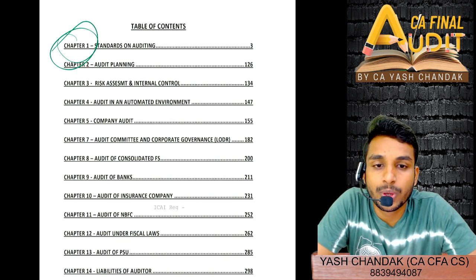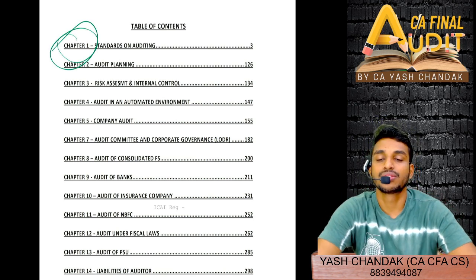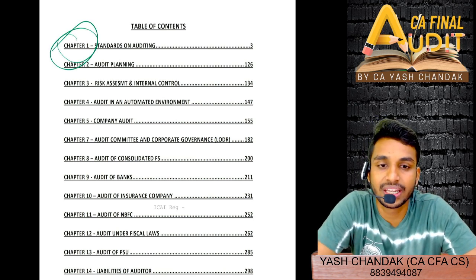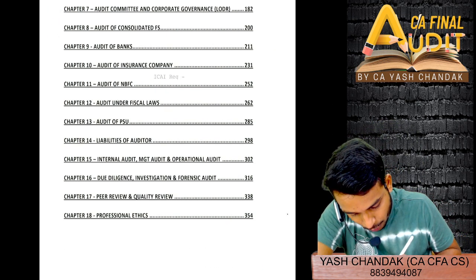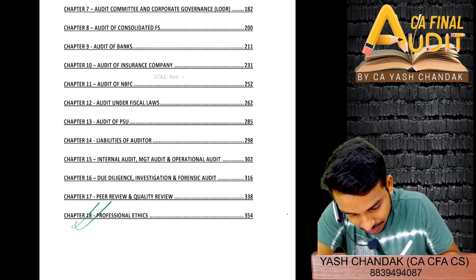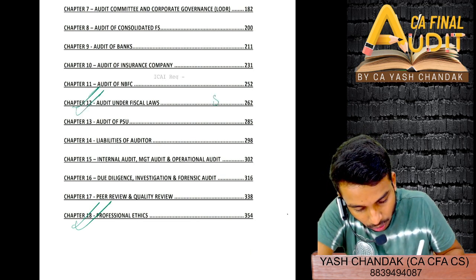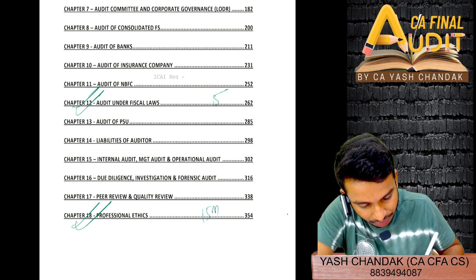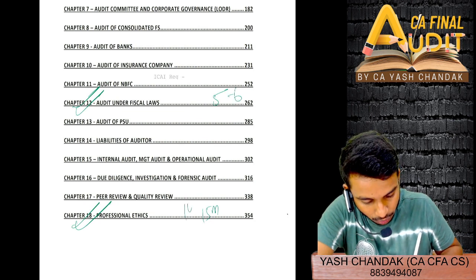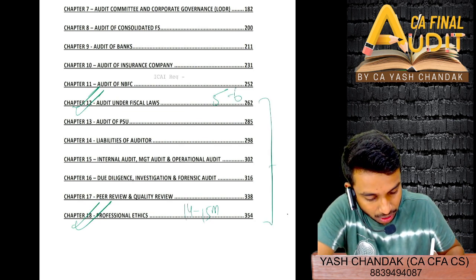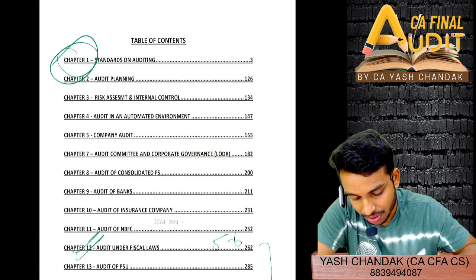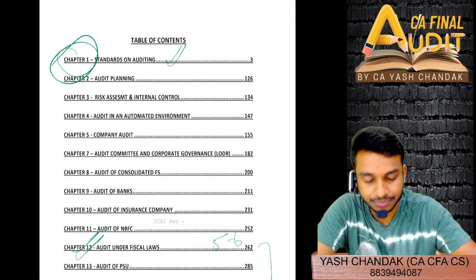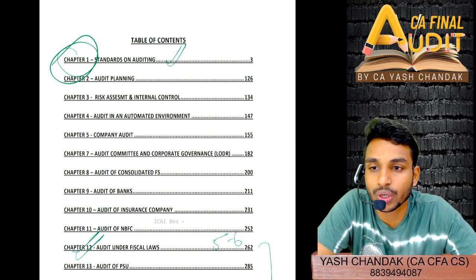So what we will be targeting from now is standards on auditing. Again, a major chunk of our subject. Already we are done with professional ethics and tax audit, which I told you is 5 and here of course 15. So 5 to 6 or here 14 to 15 approximately is leading to 20 marks. We are done with this. Now we'll be starting with standards on auditing.